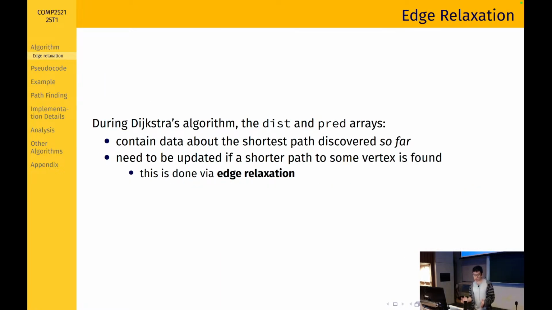Okay, so just to expand on how edge relaxation works. During the algorithm, the distance array and predecessor arrays don't necessarily contain the most accurate information, right? They only contain the shortest path that we've discovered so far. So we need to update this information if we find a shorter path to any vertex.